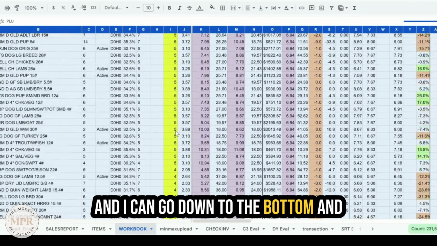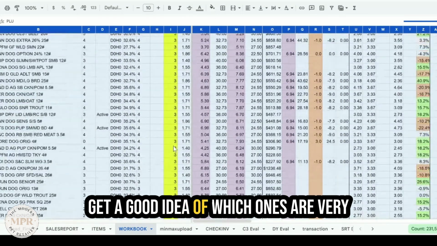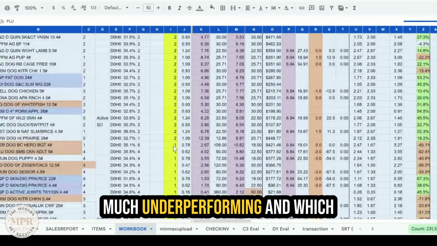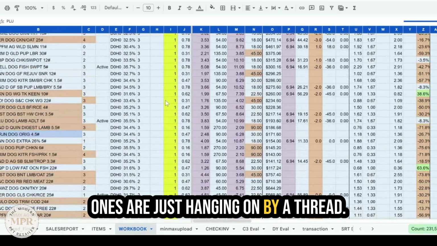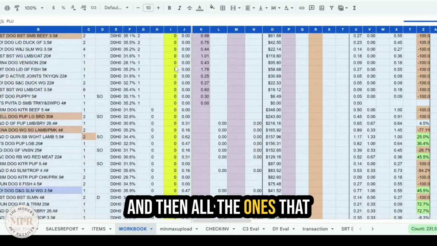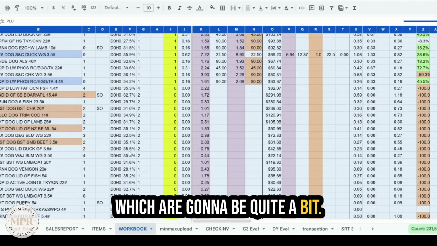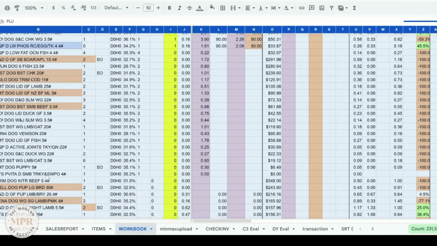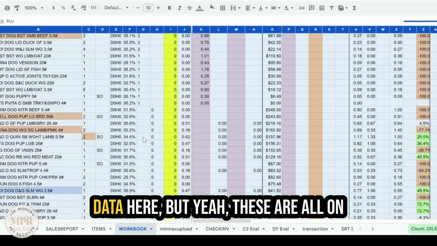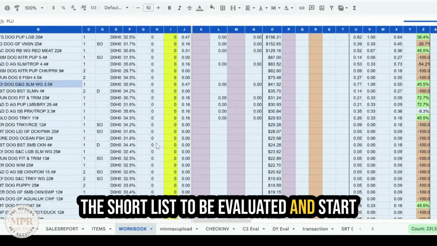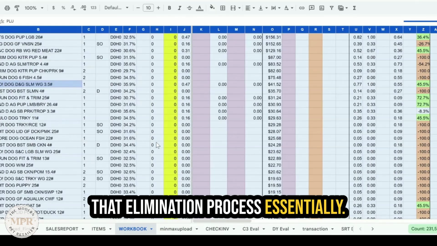And I can go down to the bottom and get a good idea of which ones are very much underperforming and which ones are just hanging on by a thread. And then all the ones that are on the short list to basically not exist anymore. There's going to be quite a bit. I am working off a little bit of older data here, but these are all on the short list to be evaluated and start that elimination process essentially.